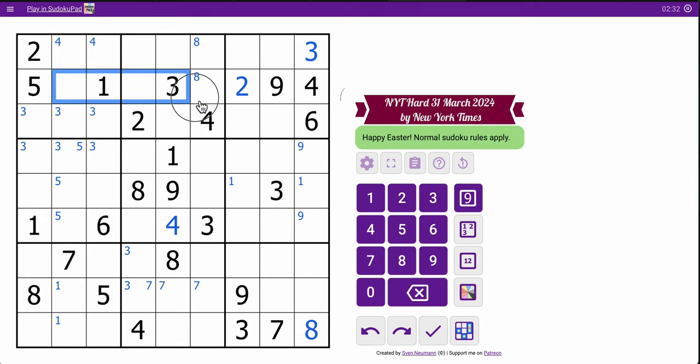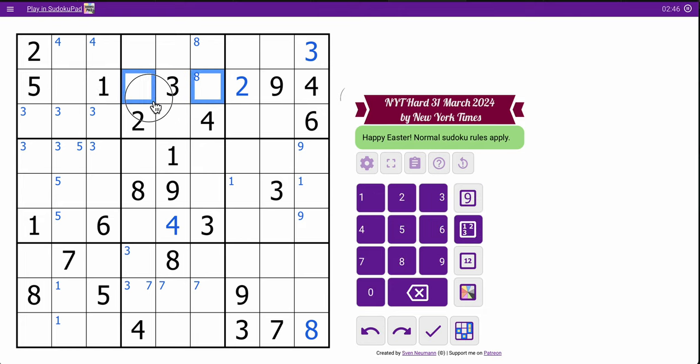Okay, so row 2 is a triple, one of which is an 8. 1, 2, 3, 4, 5, 9. I need 6, 7, and 8 to finish.